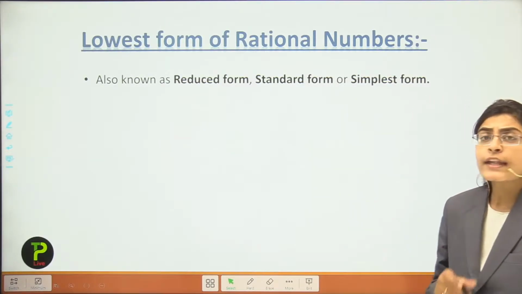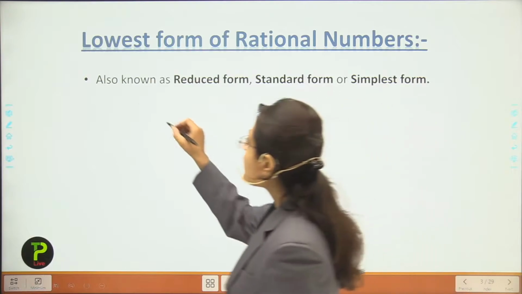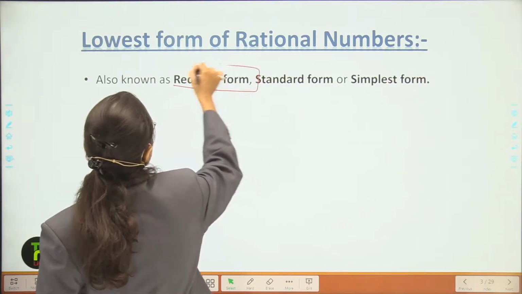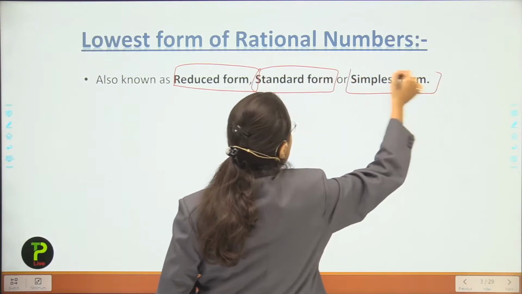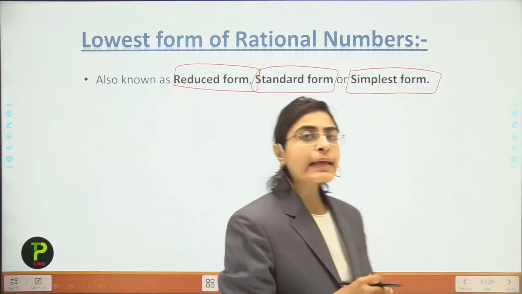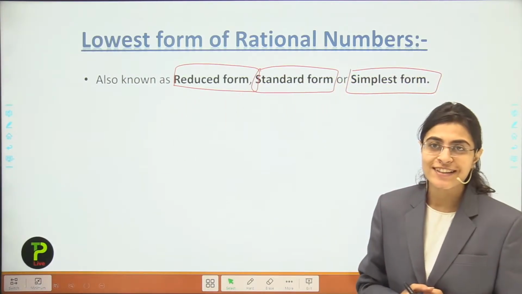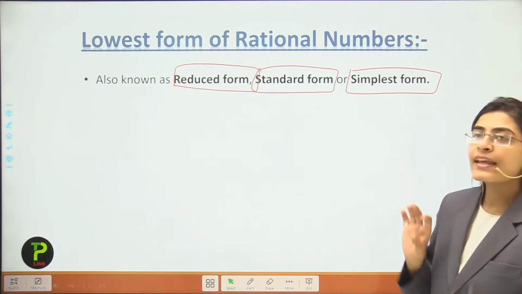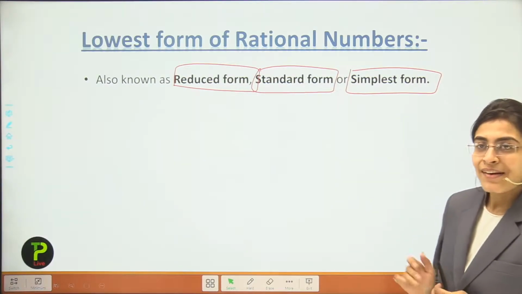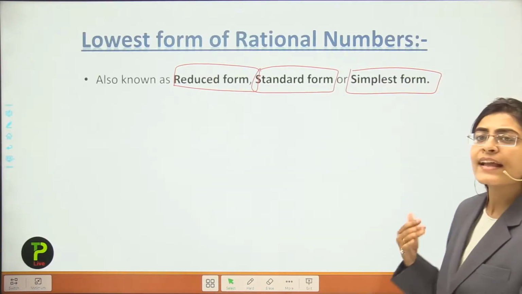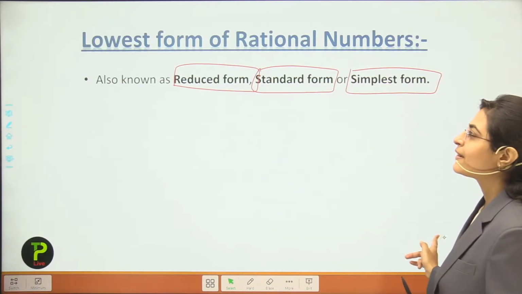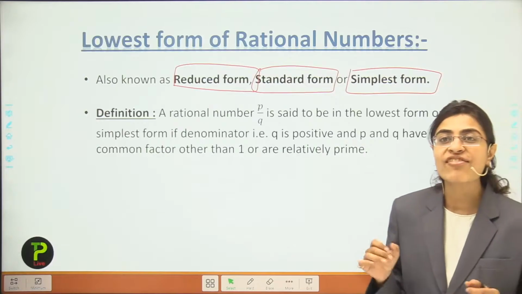They are also known as reduced form, standard form or simplest form. They are synonyms of each other, and they have the same meaning. Let's move to the next point. Next point is definition.